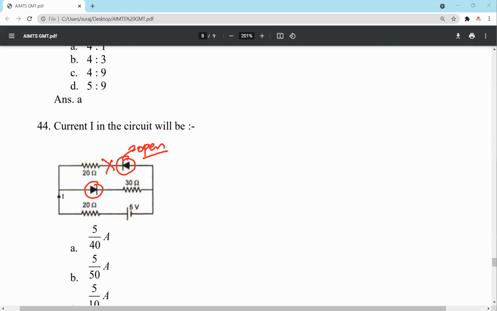If current flows only here, 30 and 20 are in series. Net resistance is 50. So V is equal to I times R, which is 5. I will be how much? 5 by 50 ampere. Option B should be correct.